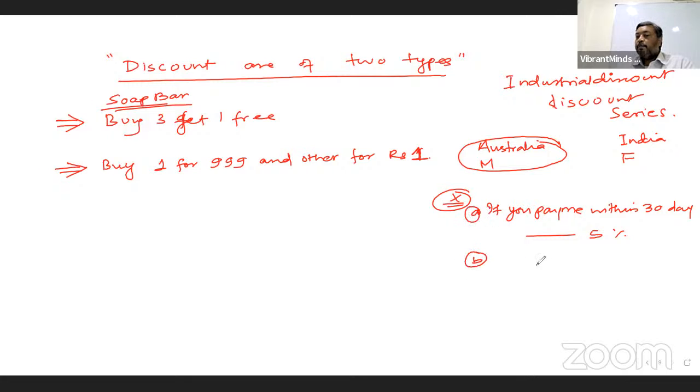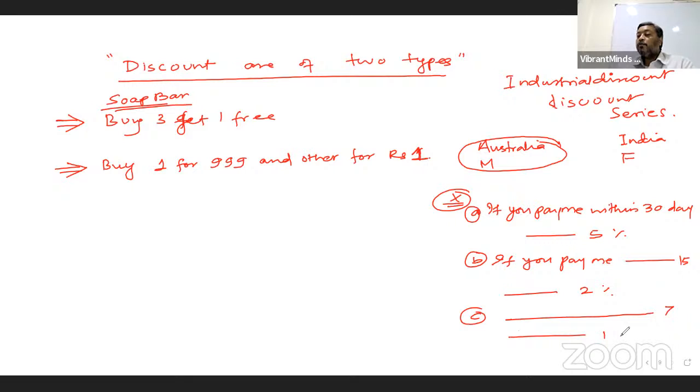ऐसा clause रहेगा A, B. Again, if you pay me within, let's say, 15 days, I will give you additional discount of 2%. C, if you pay me within 7 days, I will give you additional discount of 1%. ऐसा. So this is known as discount series. अब मान लीजिए 100 रुपए का कोई प्रोडक्ट है, let's say, पहली बार में 5% डिस्काउंट दिया, यानी कितना डिस्काउंट दिया, 5 रुपए का. प्रोडक्ट कितने में अवेलेबल है, 95 में.